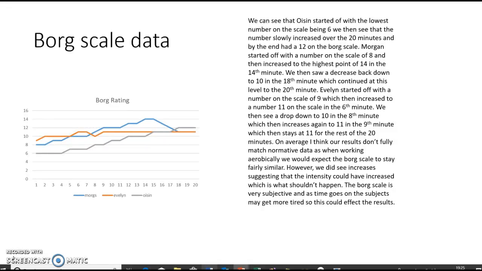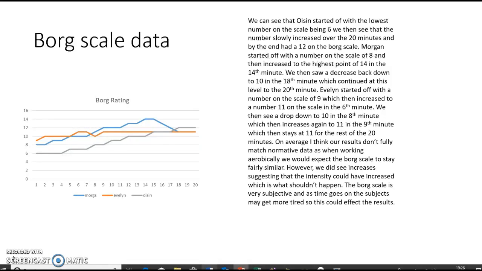Evelyn started off with the Borg scale 9, which then increased to a number 11 on the scale in the 6th minute. We then see a drop down to 10 in the 8th minute, which then increases again to 11 in the 9th minute, which then stays at 11 for the rest of the 20 minutes. On average, I don't think they do. They don't fully match the data as it slightly increases, which we wouldn't expect.